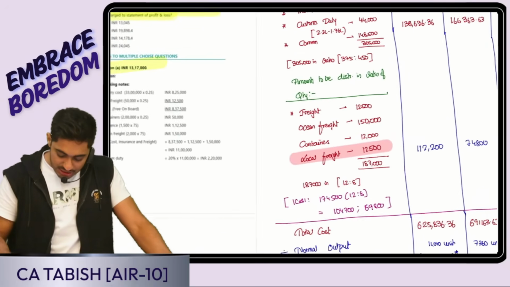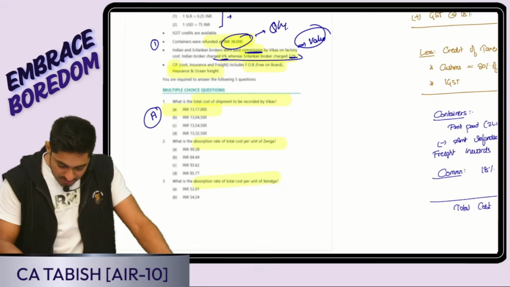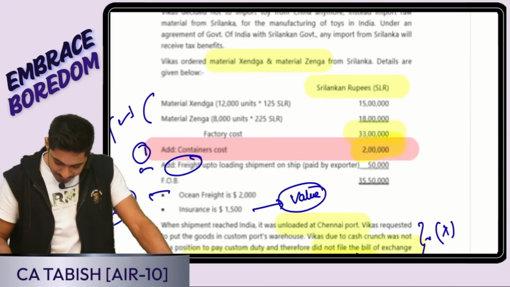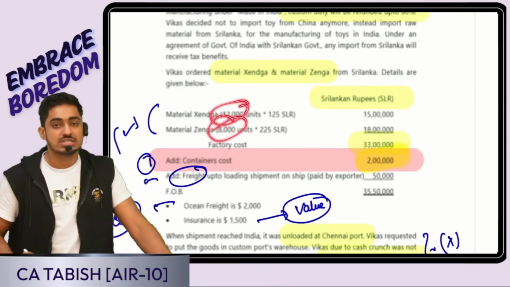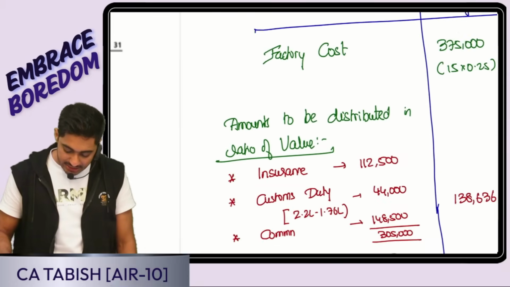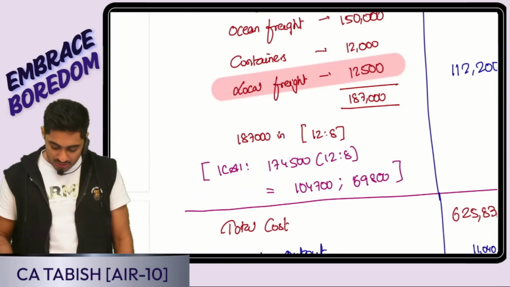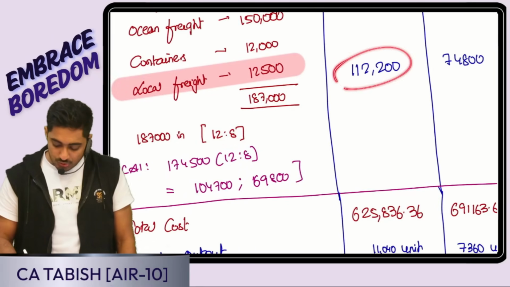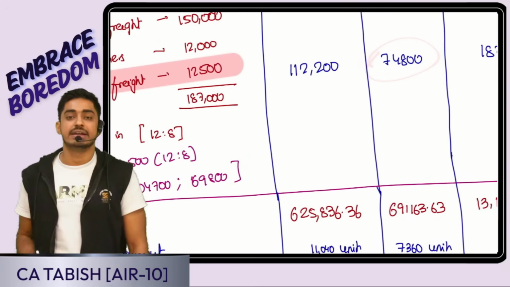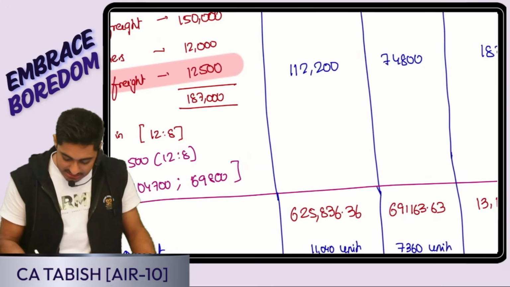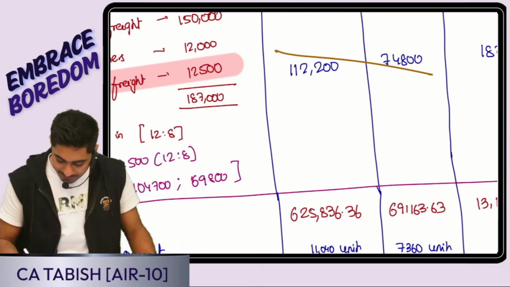Tell me what is the ratio of quantity, students? If you see the question, quantity ratio is here 12,000 units and 8,000 units, that is basically 12 is to 8. So you should have distributed in the ratio of 12 is to 8. Yes or no, everyone? So you will be getting the value as 112,200 and 74,800. But this is not what the institute has done. This is not the answer.